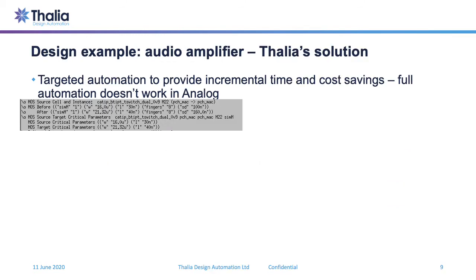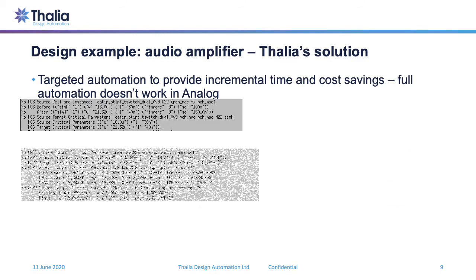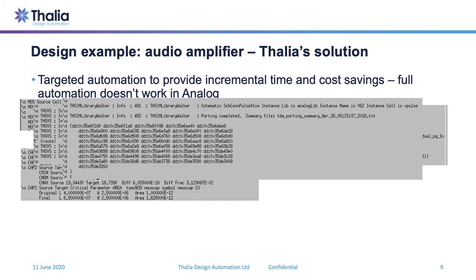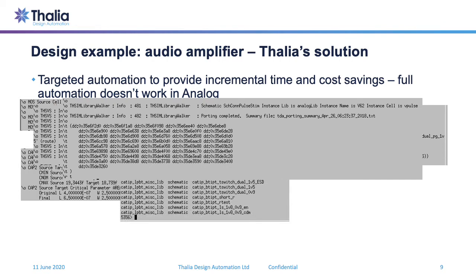Our philosophy at Thalia is that targeted design automation works. Full-on automation is difficult and near impossible in analog circuit design. What you see on the screen are snapshots of the automation that was deployed during different steps when migrating the circuit from the base technology to the target technology.